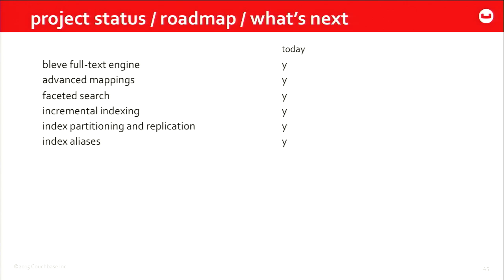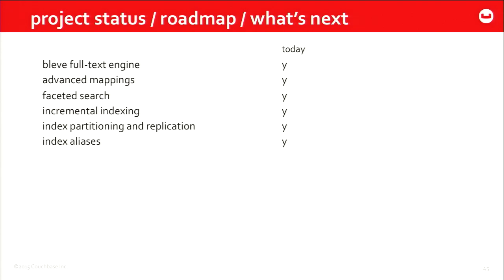So the current status, as you already saw, we're using the bleve full text engine underneath to do the indexing. We do have support for advanced mappings. That's something where the UI is going to improve over time. We didn't see a demo of it today, but we do support faceted search out of the box. It's, again, a very popular feature.